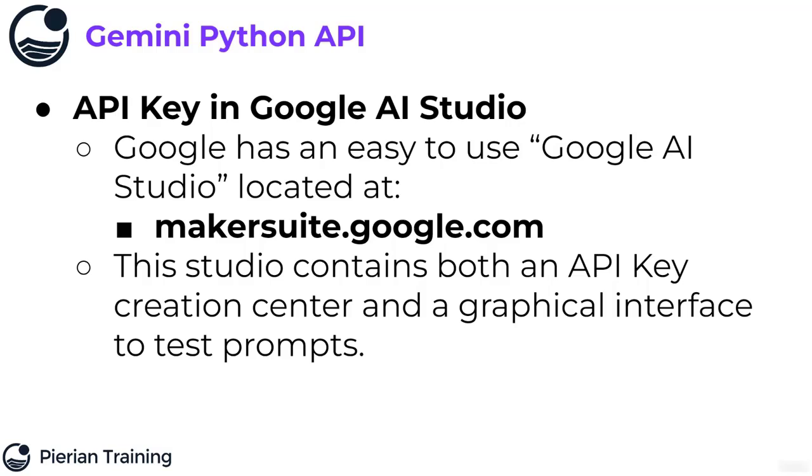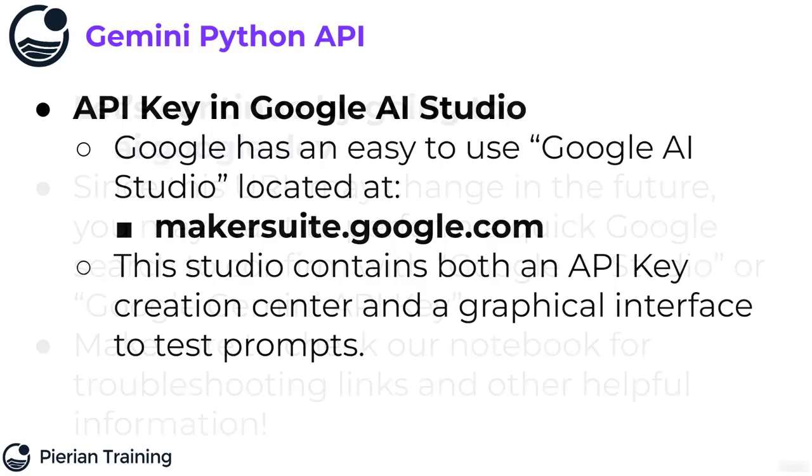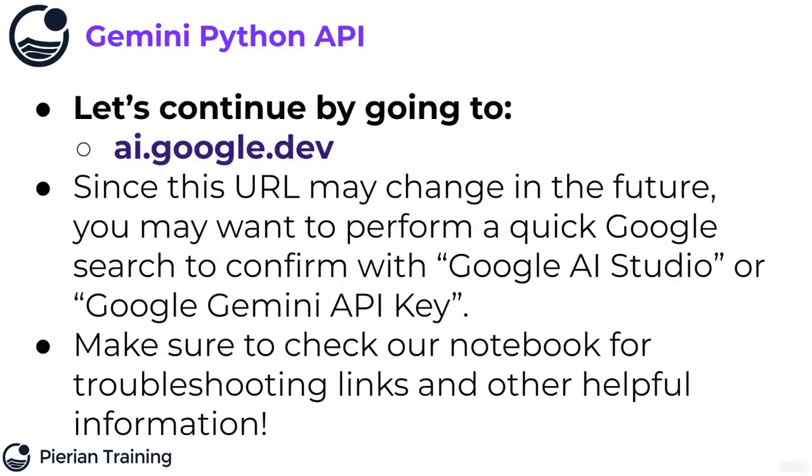We'll actually see that when we go to ai.google.dev, it basically has a link that takes us to the MakerSuite. And then this studio contains both an API key creation center as well as a graphical interface to quickly test prompts. So let's continue on by going to ai.google.dev. Keep in mind that this overarching URL may change in the future. You may just want to confirm with a quick Google search like Google AI Studio or Google Gemini API key to get to the right link.